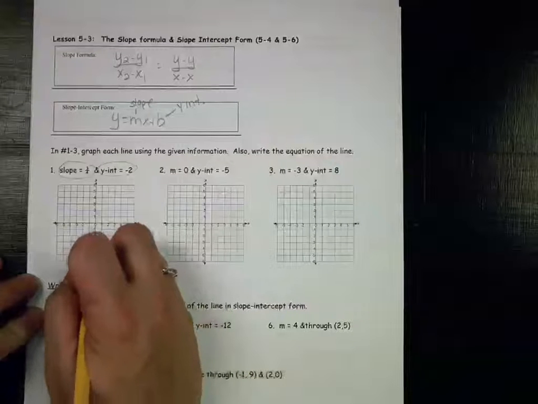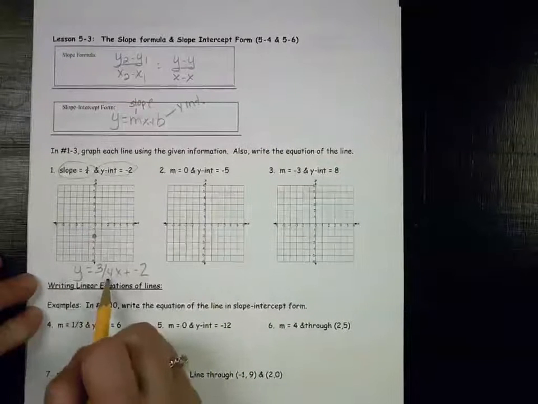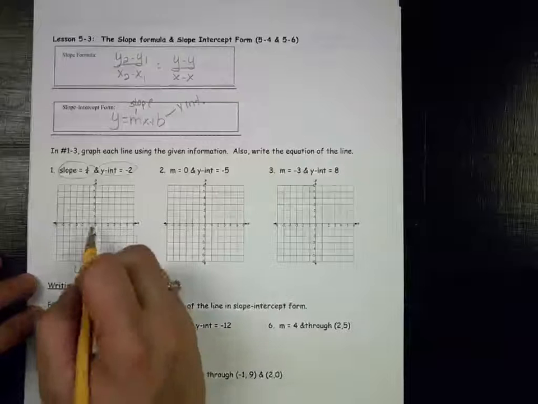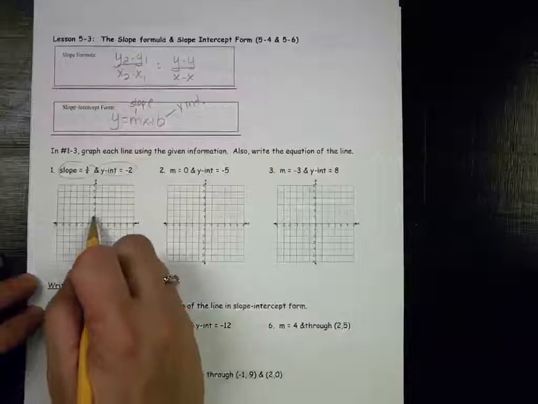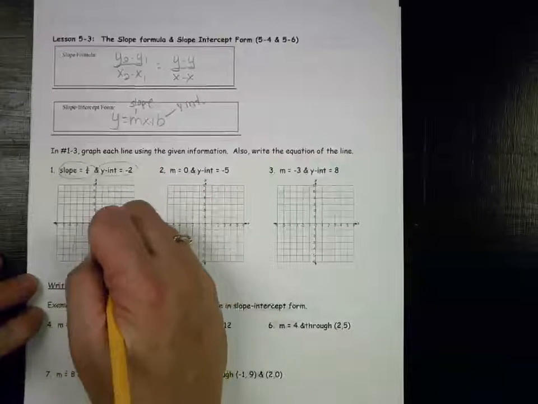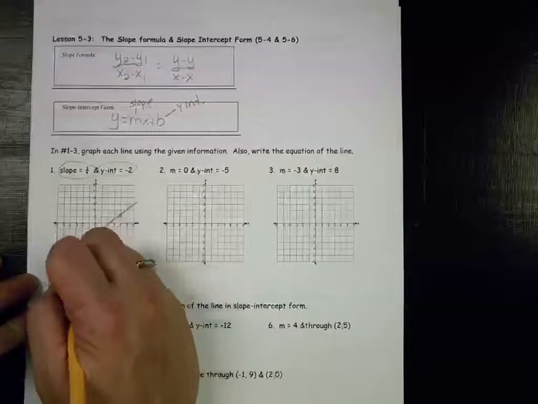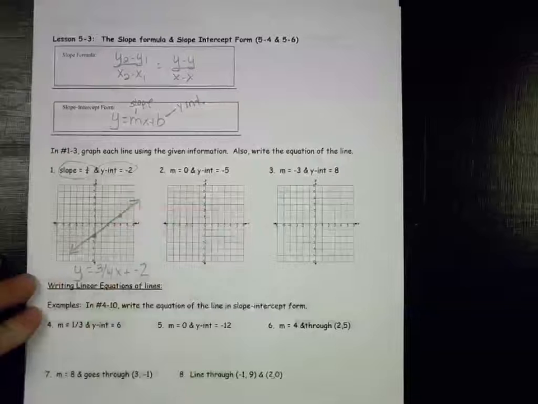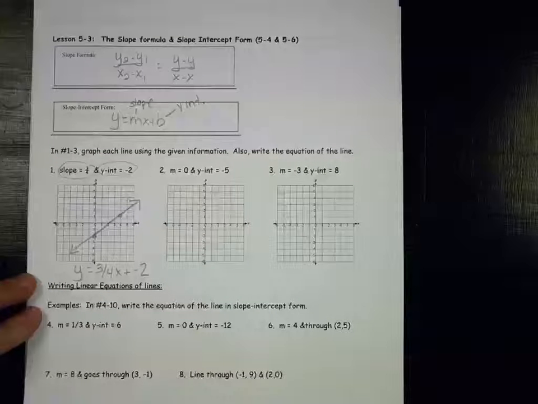When you graph that, you go to -2, and then your slope is 3/4. Up 3, 4 to the right. And your line looks like that. 3/4 x plus -2.